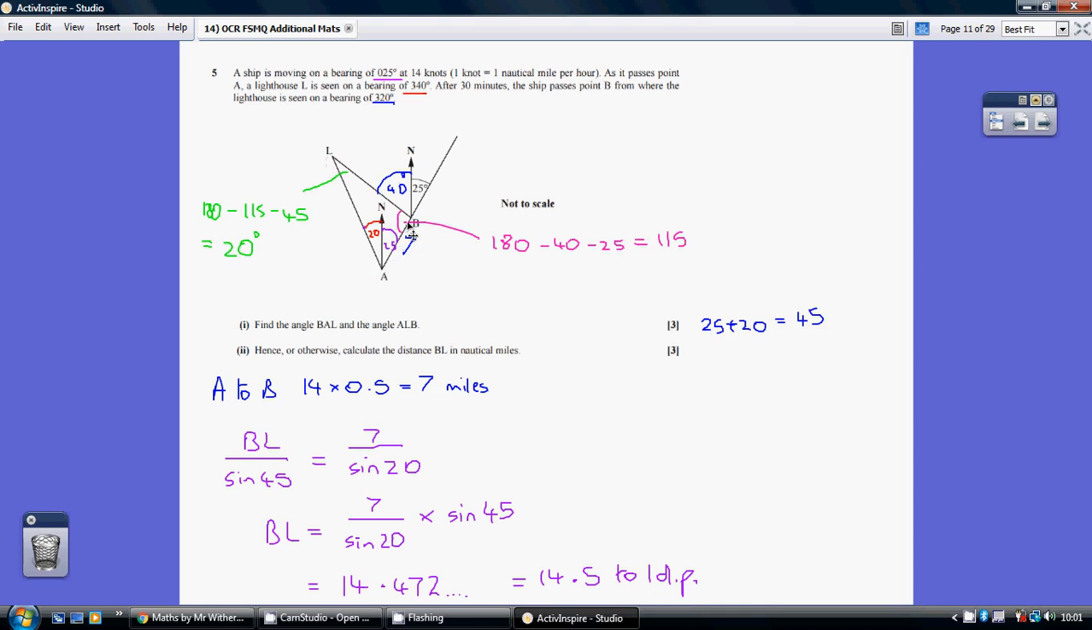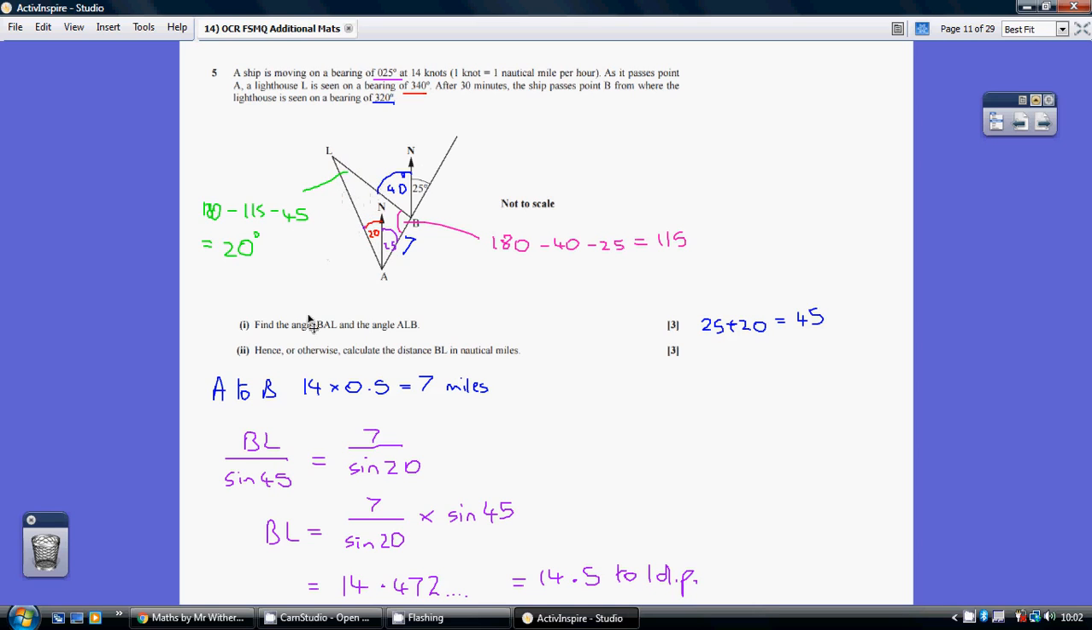So this pink angle here has come from angles on a straight line add up to 180. So that angle here is 180 take away 40 take away 25, which is 115. And now that I know this angle here, which is 45, this angle here, which is 115, I can work out that this angle here is 20, because angles in a triangle add up to 180. So that gives me all the angles which I'm going to need at some point in this question.